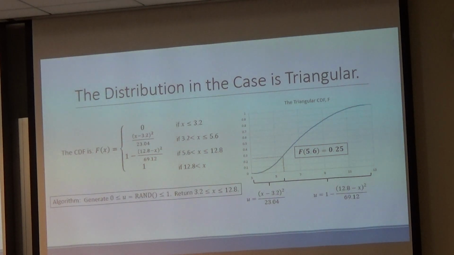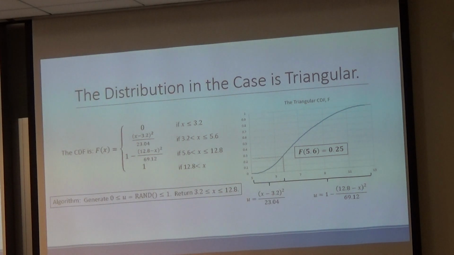Now, what happens at 5.6? So let's just think about this 5.6. If I look at the value, f of 5.6, that comes out to 0.25. And let's think about my algorithm.